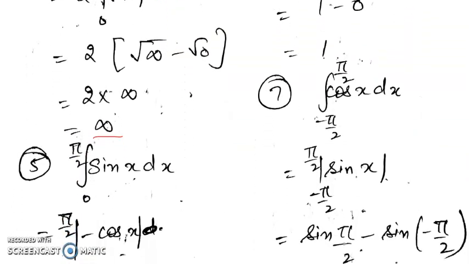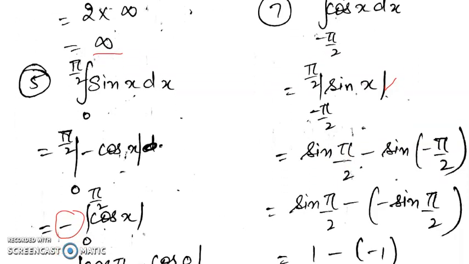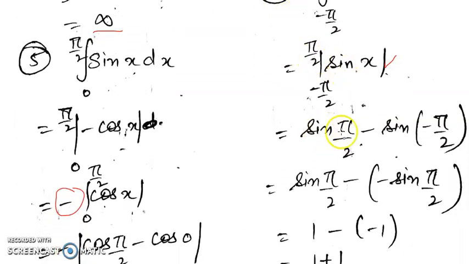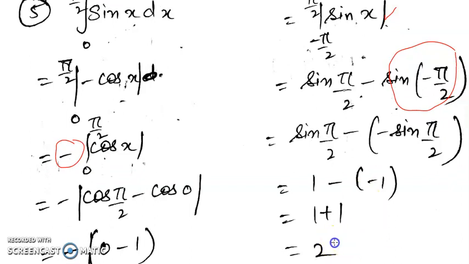The next part is the seventh question. This is cos x from minus pi by 2 to plus pi by 2. The integral of cos x would again be sin x, from minus pi by 2 to pi by 2. This is sin pi by 2 minus sin of minus pi by 2. Now this is the property for sine of some angle: sine of minus theta is equal to minus sine theta, meaning if an angle is negative, the minus sign comes out. Sine pi by 2 is 1, minus minus 1, so 1 plus 1. The final answer would be 2. I hope you have got this.